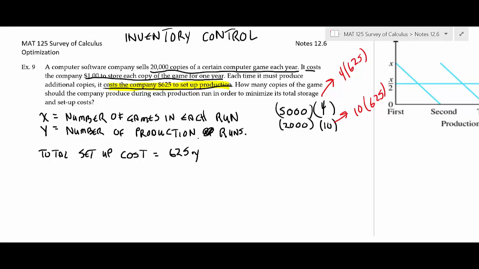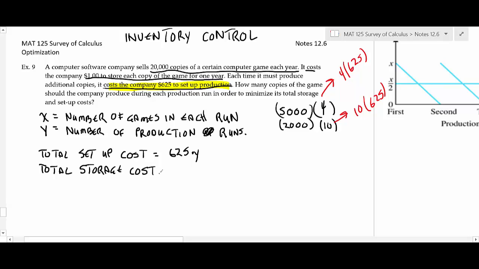Every time they produce, it costs 625. So if they produce 10 times, it would be 625 times 10, and so forth. Okay, so we got that. Now the next thing that we have on this is the total storage cost. And you have to work with an average here, total storage cost.